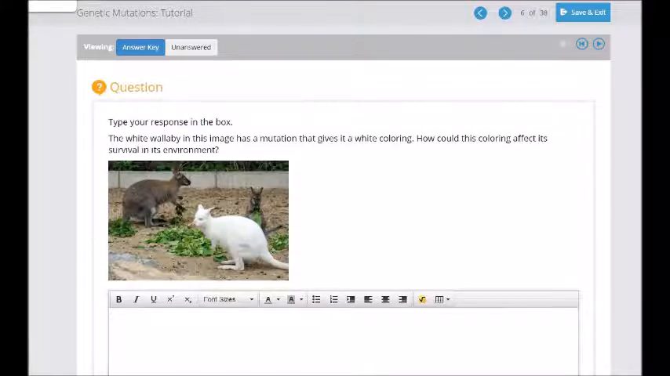The white wallaby, that's kind of like a kangaroo, in this image has a mutation that gives it a white coloring. How could this coloring affect its survival in its environment? I'm not going to give you the answer to this, but I want you to think about this. They're brown. Are they brown just by accident? Is it random? Or are they brown for a reason? And if they're brown for a reason, what happens to the white one? It should be pretty easy for you to get that answer. Just write it down, please.